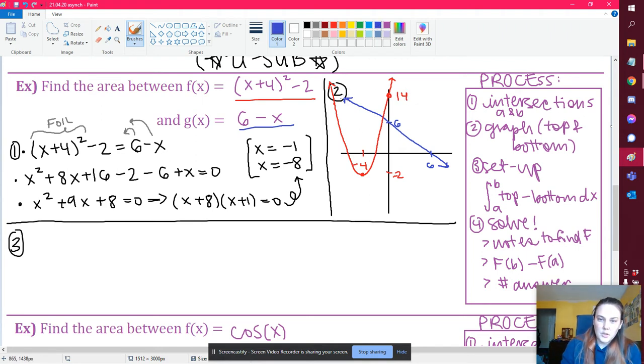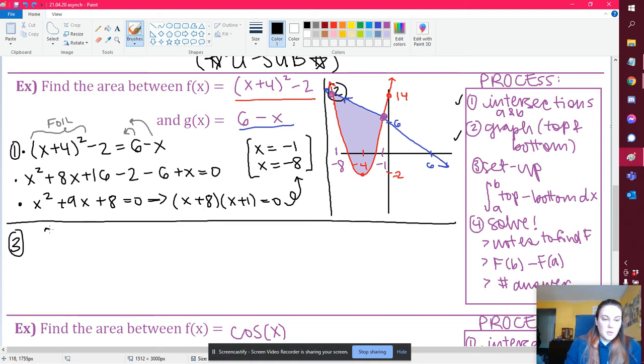Let's extend this blue one. We already know that they intersect at -1 and at -8. You see how I use purple for the intersection because red plus blue is purple? I'm an artist. And then we'll fill in this as the area we're looking for. All right, so step 1 done, step 2 done. Step 3, the setup. We haven't done it yet, so let me show you.